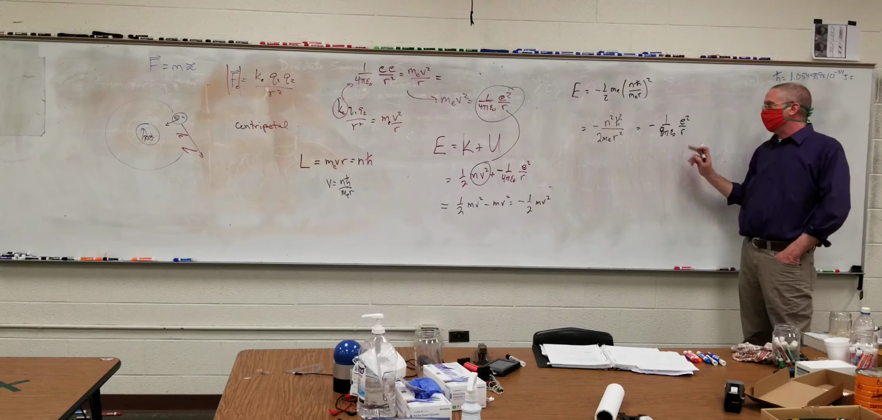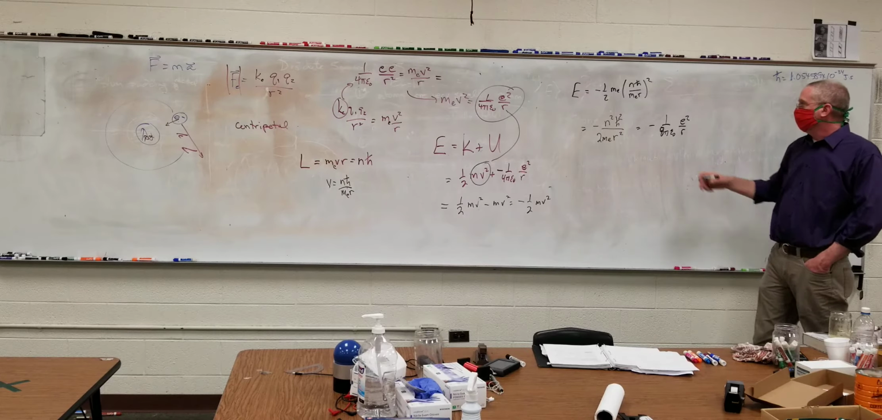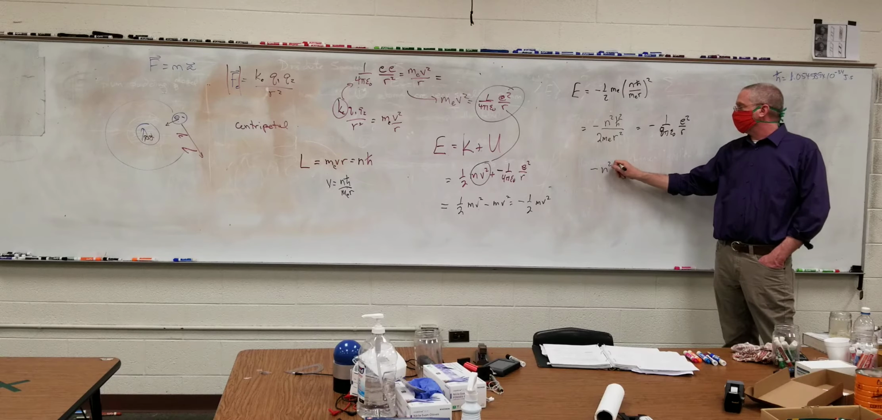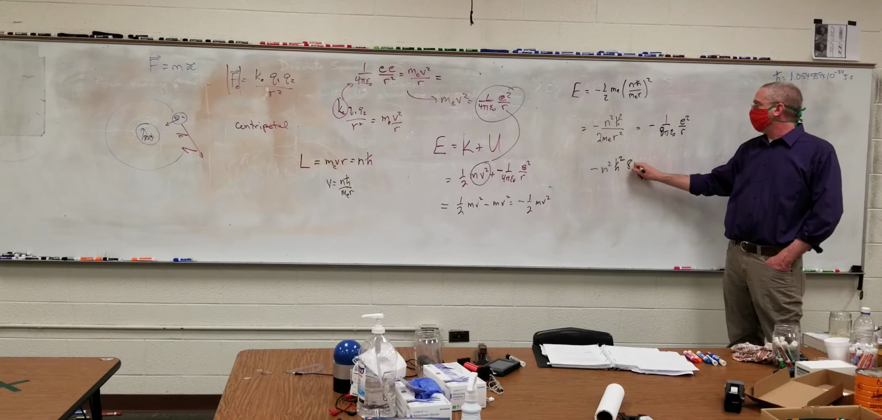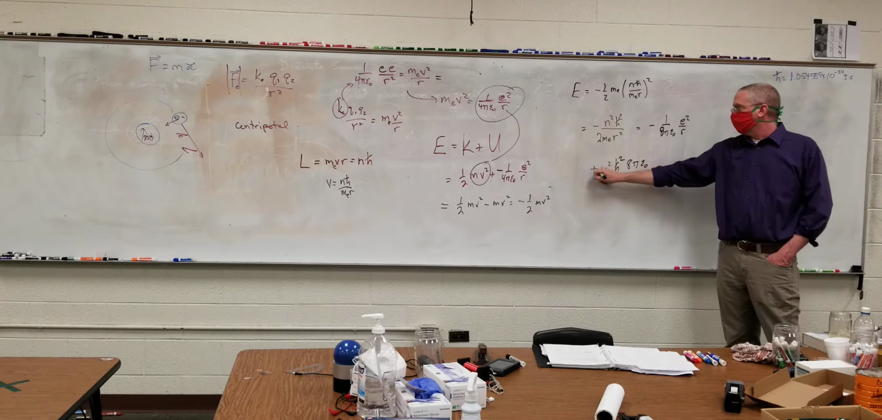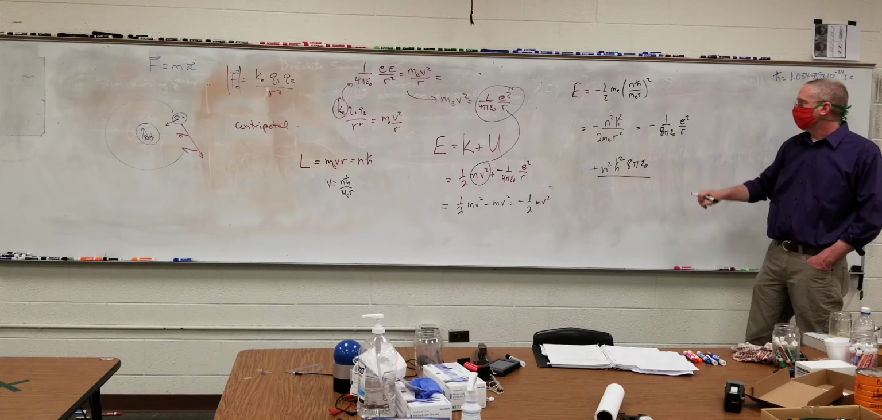We have an r squared and an r. We can now solve for r. I'm going to get r on this side and everything else over there. So I have negative n squared h bar squared times 8 pi epsilon sub naught, moving this over that way. Positive, the negatives cancel out.